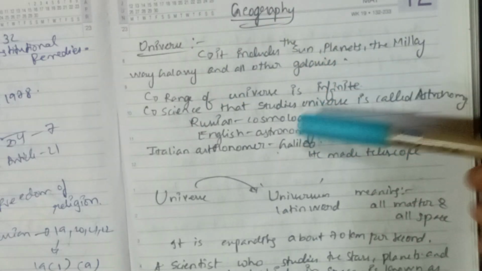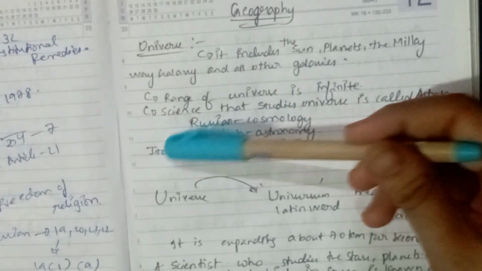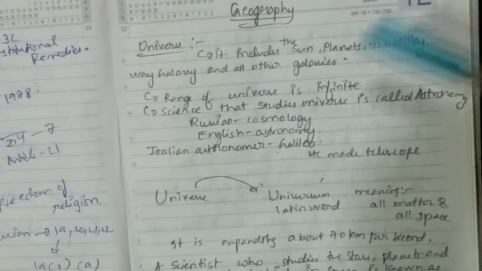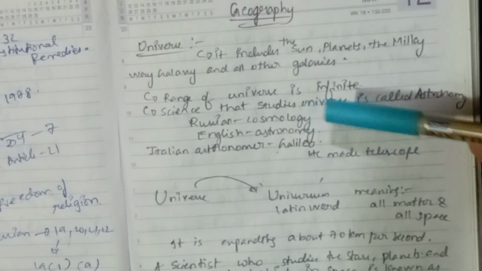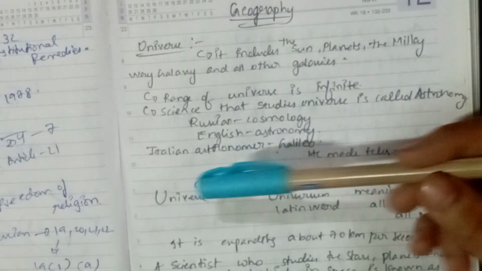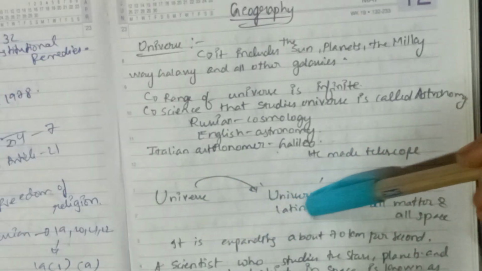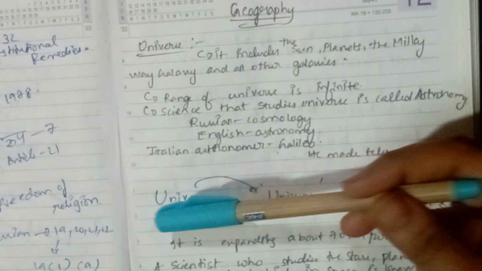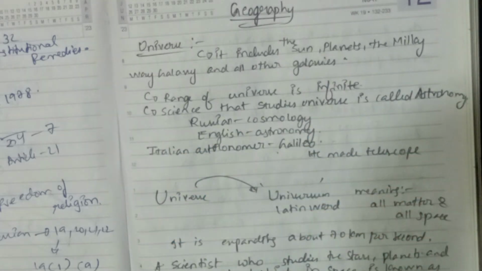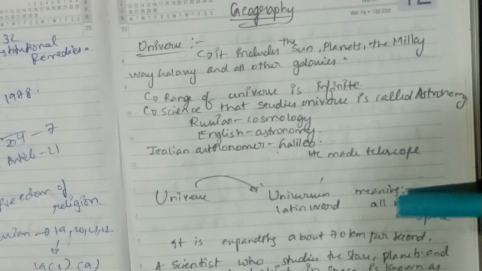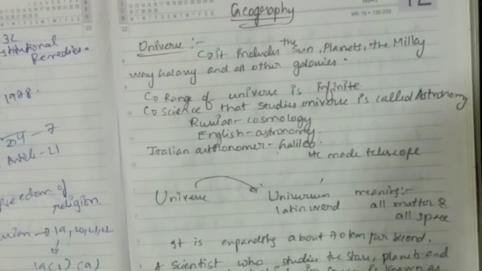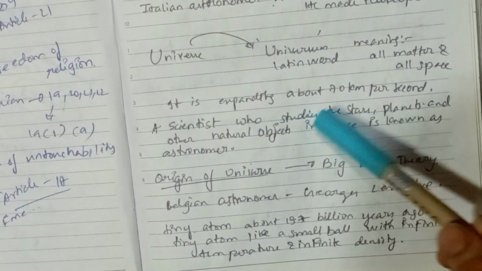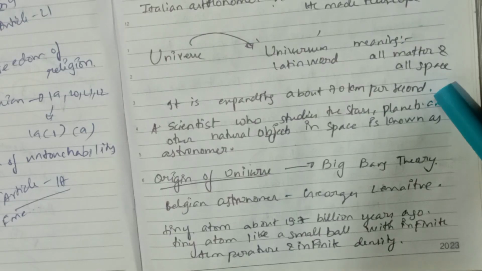So, all of this topic is gone through by an Italian astronomer Galileo. Through his search made by telescope, we all gonna find this. Universe, Latin word universum. From the Latin word universum, we derived the word universe. Its meaning: all matter and all space. Universe is expanding about 70 km per second.